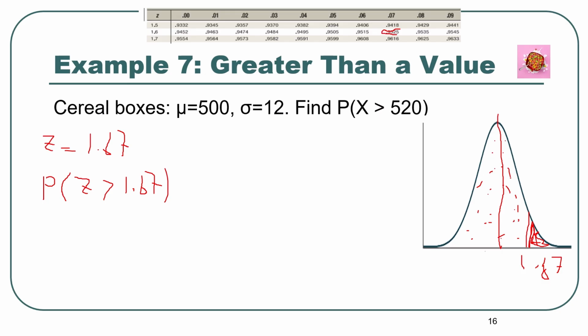I don't need that number. I need the complement number. So it is 1 minus 0.9525. This will give me 0.0475. So about 5% of boxes exceed the 520 grams. So which is okay.